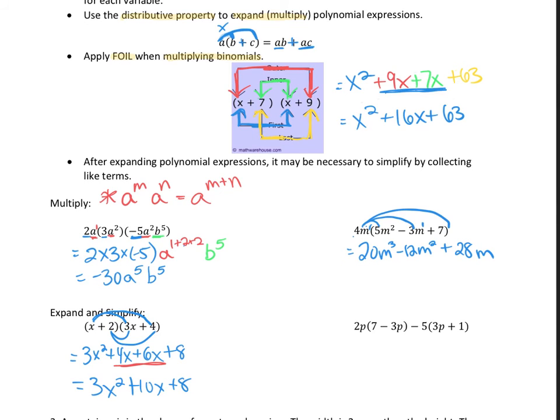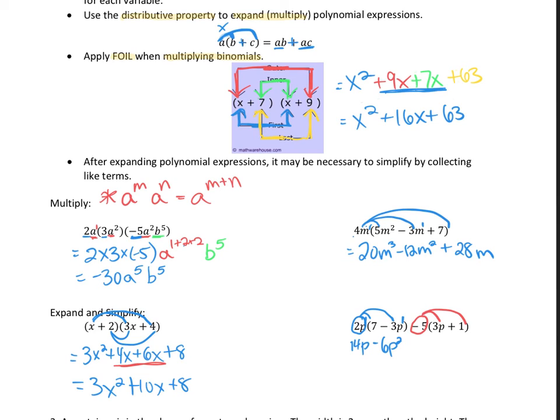plus that 8. Okay, our next example, we have two sets of brackets with a coefficient out front. So we're going to take the coefficient on our first bracket, we're going to distribute that in. Then we'll take the coefficient on our other bracket and we'll distribute that in as well, and combine any like terms we might have. So 2p times 7 is going to be 14p. 2p times a negative 3p is going to be a negative 6p squared. Remember, those both have an exponent of 1 on them.